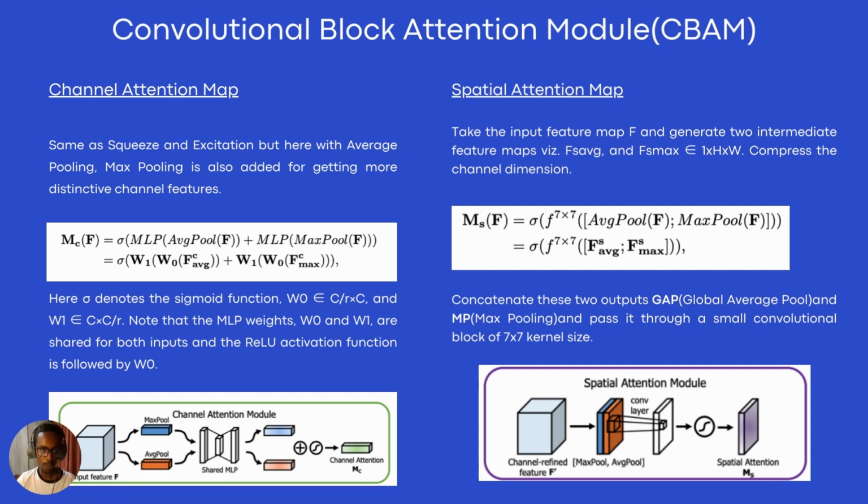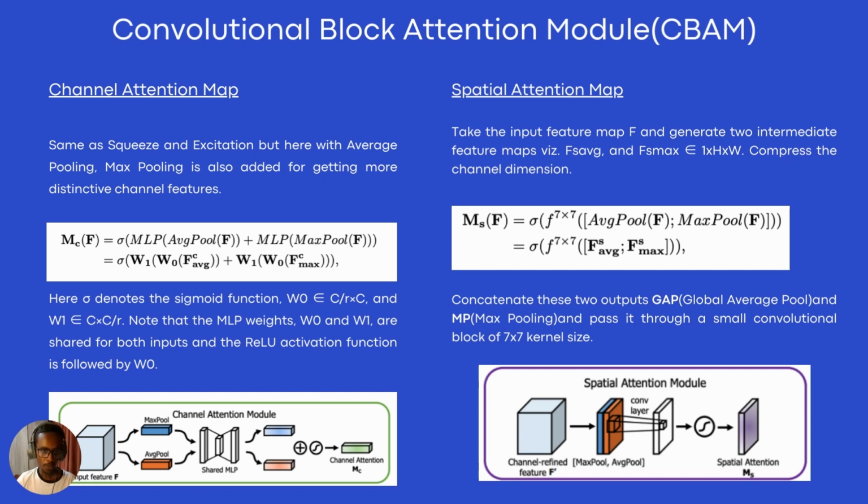Originally, in order to compress the information across the spatial dimension, we used average pooling, but now we use both max pooling and average pooling on the input feature map, as we can see on the image on the left side. Then we pass them through a multi-layer perceptron, which is represented by MLP.